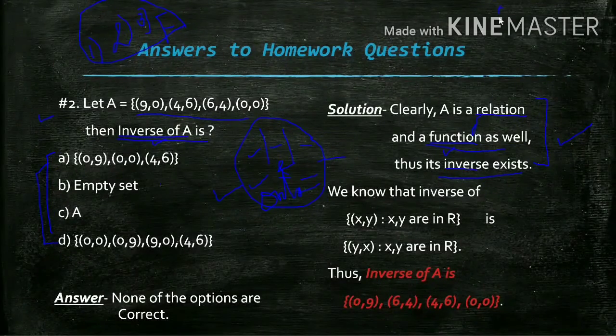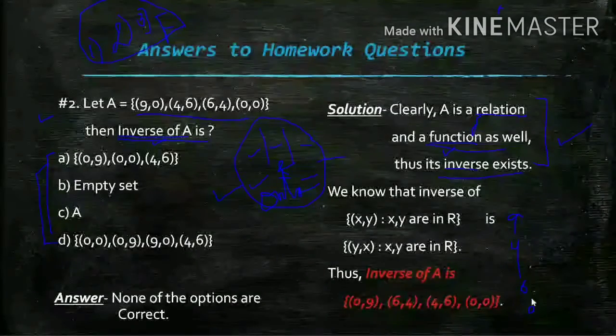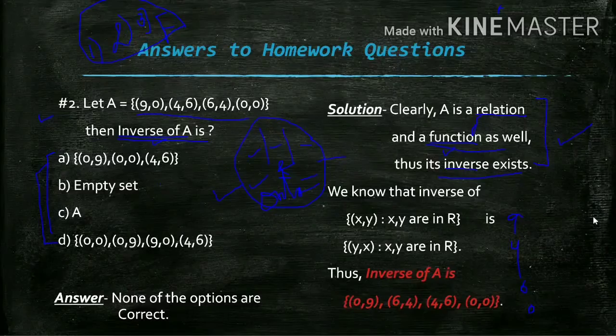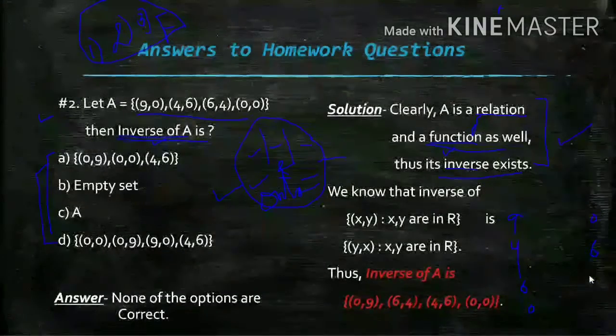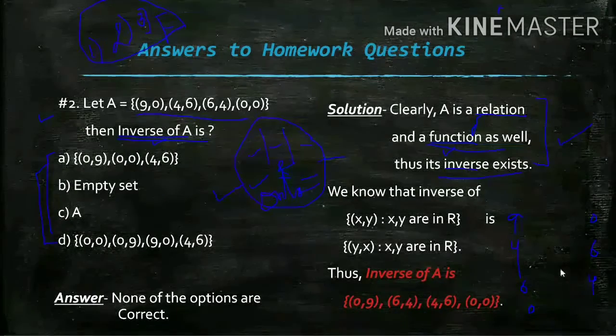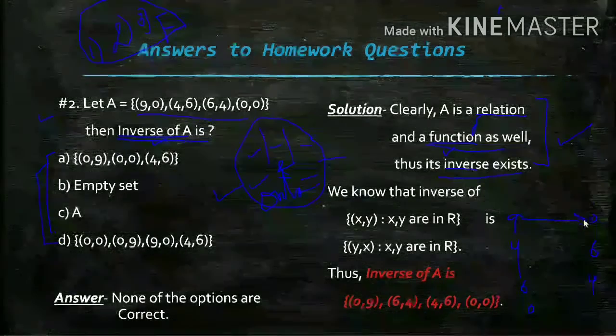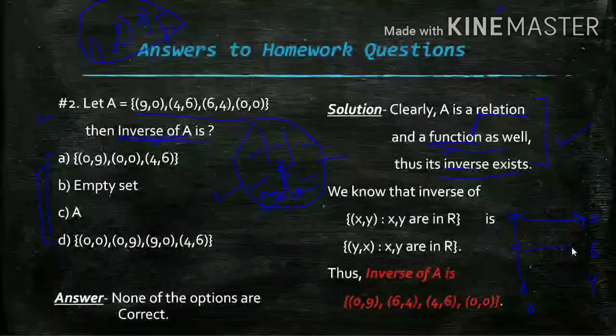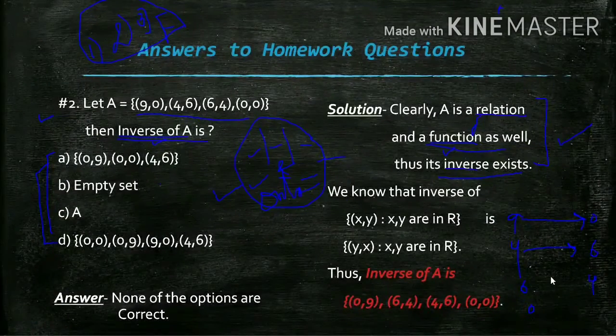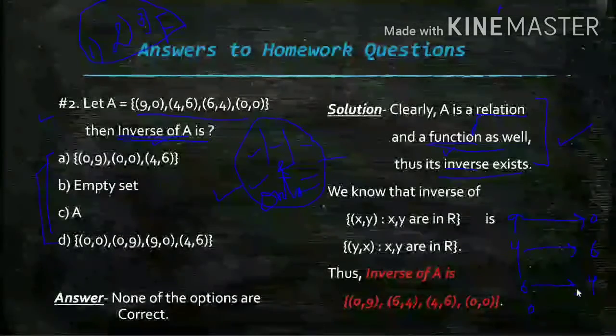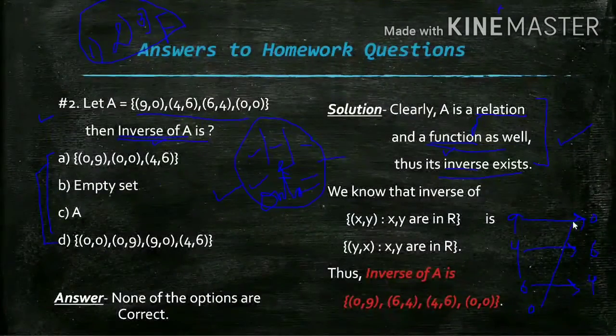That I have this. Okay, let me write over here. I have this 9, then I have this 4, I have this 6, and I have this 0 on one side. Another side I have this 0, then I have this 6 and 4. Now what is happening? 9 is mapped to 0, no problem. 4 is mapped to 6, no problem. 6 is also mapped to 4, and 0 is also mapped to 0.